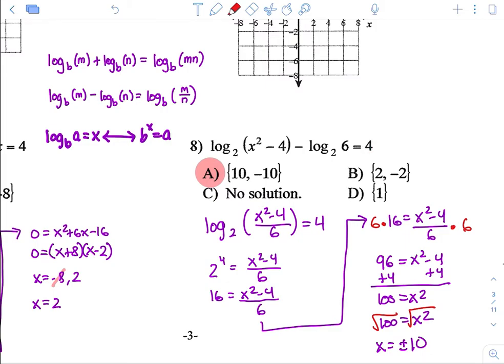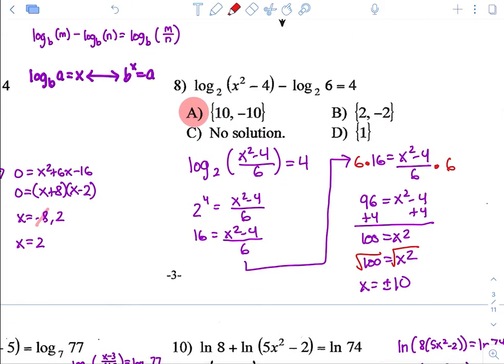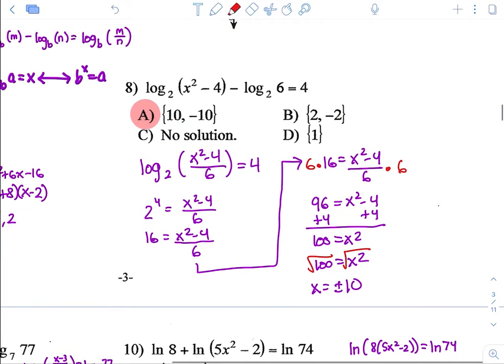Okay, so now we have a log that is all equal to a number. So now we could do the changing it from log form to exponential form. So 2 to the 4th power is equal to what's in the parentheses, x squared minus 4 over 6. 2 to the 4th is 16. Now we have to get rid of this denominator, so I multiplied both sides by 6 because these will cancel. So 6 times 16 gave you 96, equal to x squared minus 4.